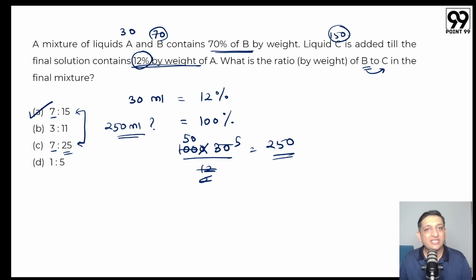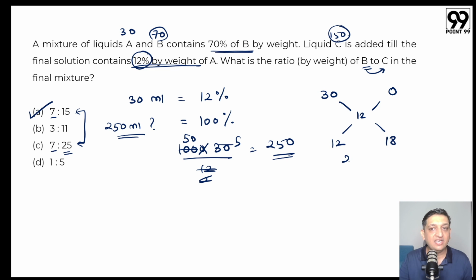The other way of doing this would have been to look at the concentration of A. Now the concentration of A in the first mixture is 30 because 30% of it is A. In the second mixture, the concentration of A is 0 because you are only adding C to it. But the combination of these two gives me 12 as the amount of A that is present in the overall mixture. Now if you look at this using alligation rule, you are going to get a 12 here, you are going to get an 18 here. You know that the ratio is going to be 2:3.